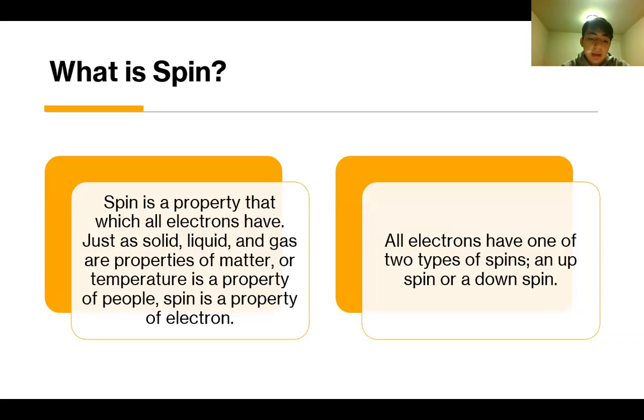Now, what is spin? Spin is a property which all electrons have, just as liquid, solid, gas are all properties of matter, or temperature is a property of people. Spin is a property of electrons. And all electrons have one of two types of spin, either an up spin or a down spin.